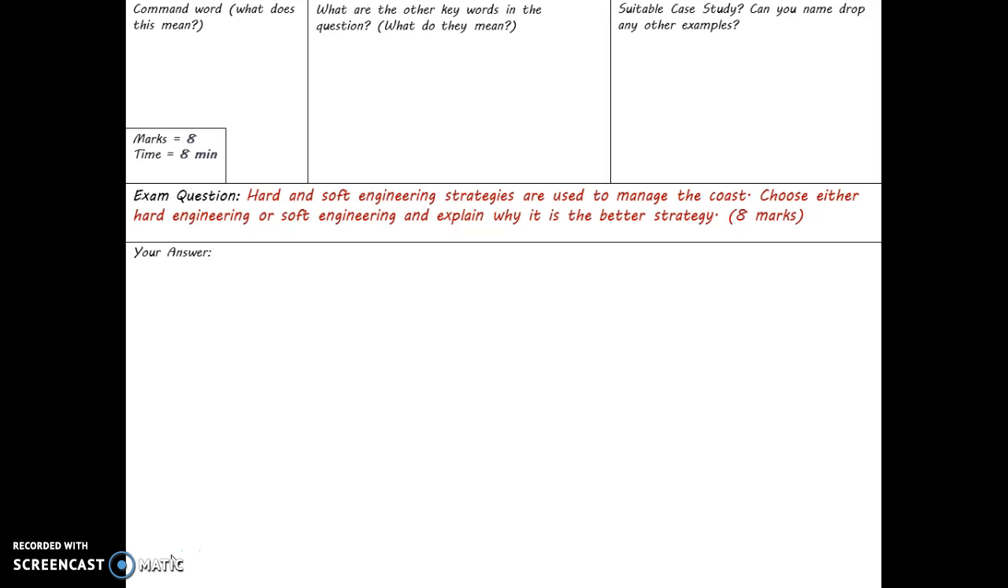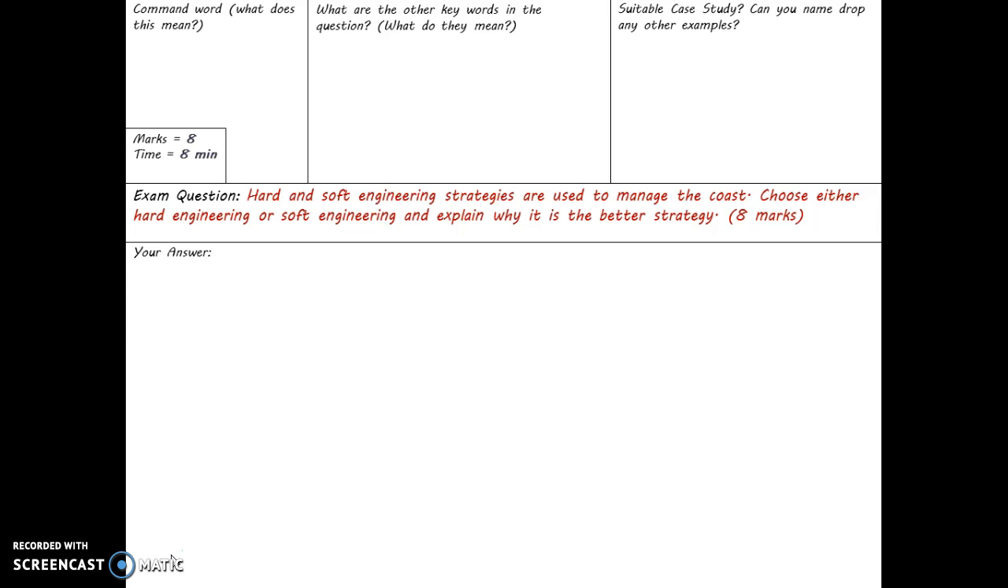So on this exam grid, there's already an exam question written in the middle, and it reads, hard and soft engineering strategies are used to manage the coast. Choose either hard engineering or soft engineering and explain why it is the better strategy. Okay, the first thing to note is that it's an 8-mark question, so that gives you 8 minutes to answer it.